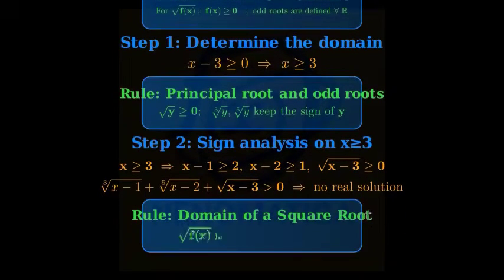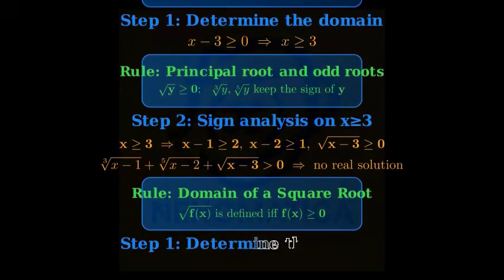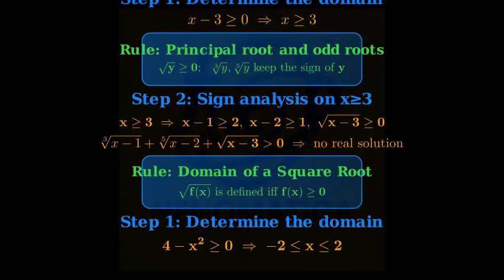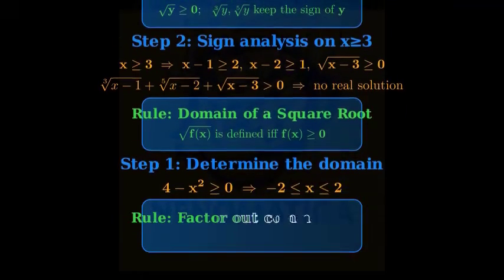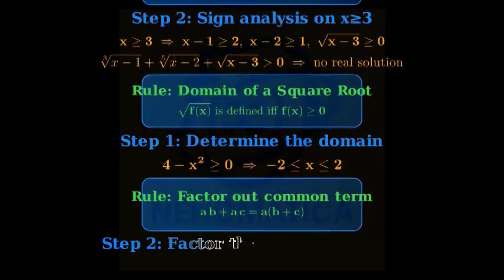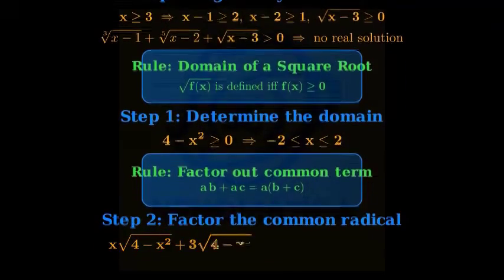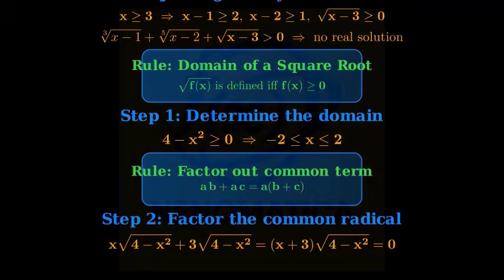Now problem 2. First, determine the domain of the square root of 4 minus x squared. We need 4 minus x squared greater than or equal to 0, so negative 2 is less than or equal to x, which is less than or equal to 2. Next, factor out the common square root. The left side becomes quantity x plus 3 times the square root of 4 minus x squared equals 0.